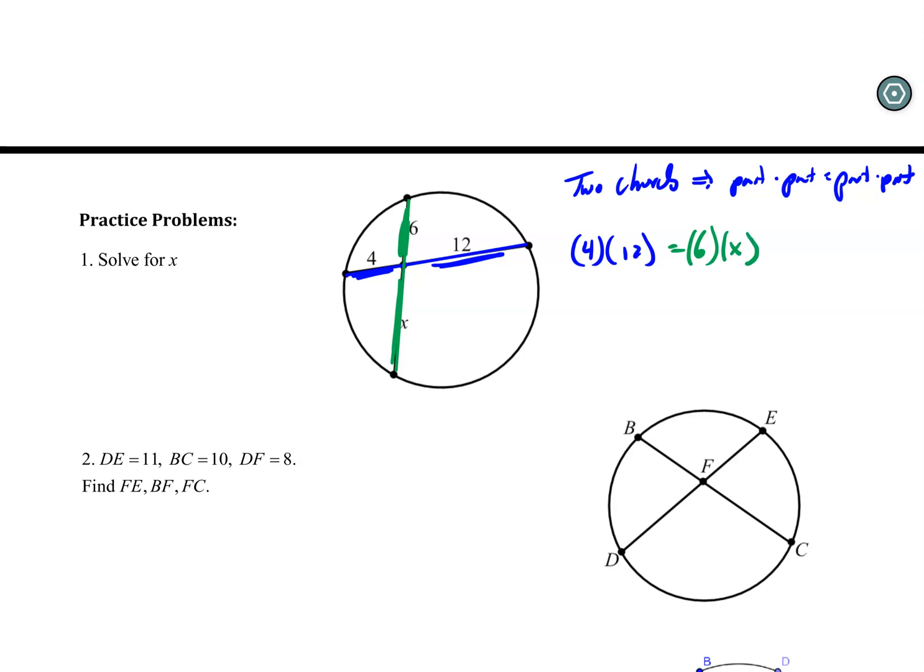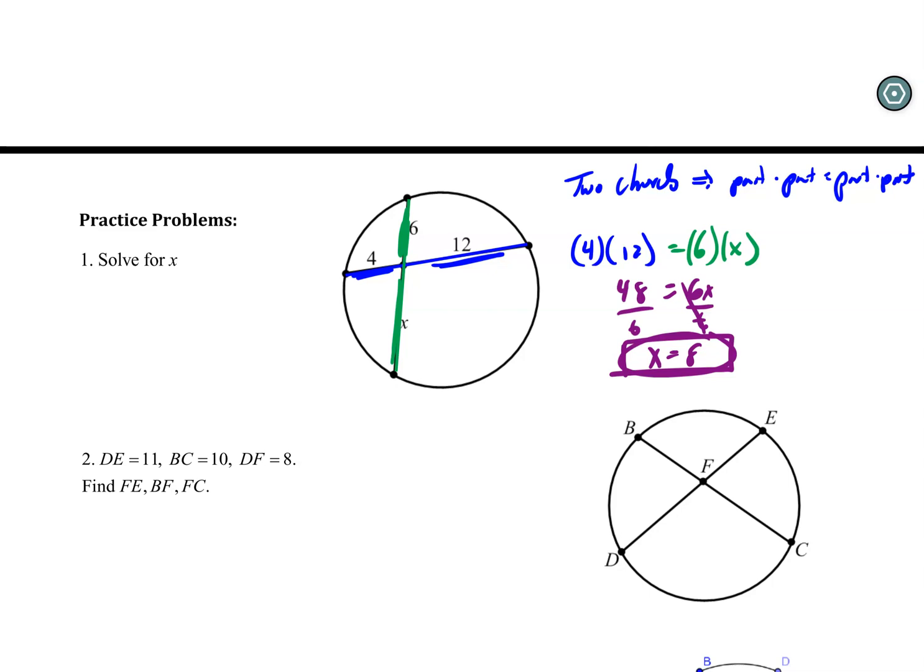Now it's just a matter of simplifying this equation. So at this point, simply multiply. You've got 4 times 12, what is that, 48, is equal to 6 times x, which is just 6x. If I divide each side by 6, we're going to get x to be 8. And again, you want to make sure you answer the question. In this example, it simply says find x. So x is our answer. x is 8, and you're done.